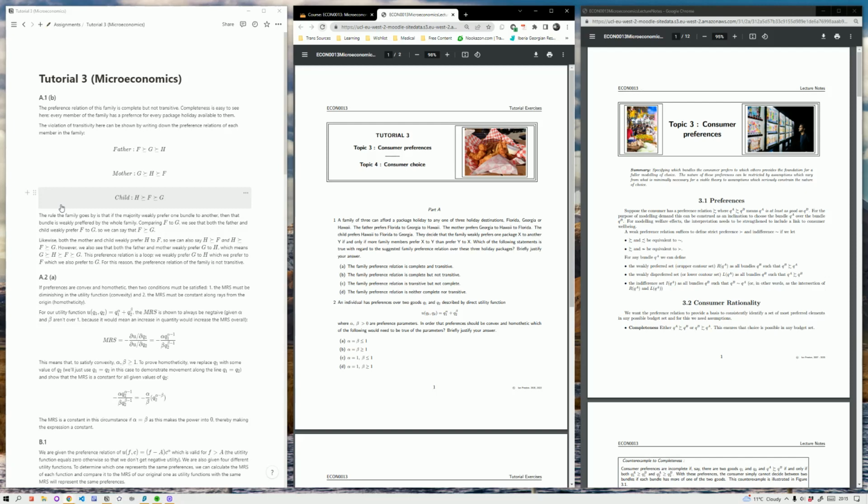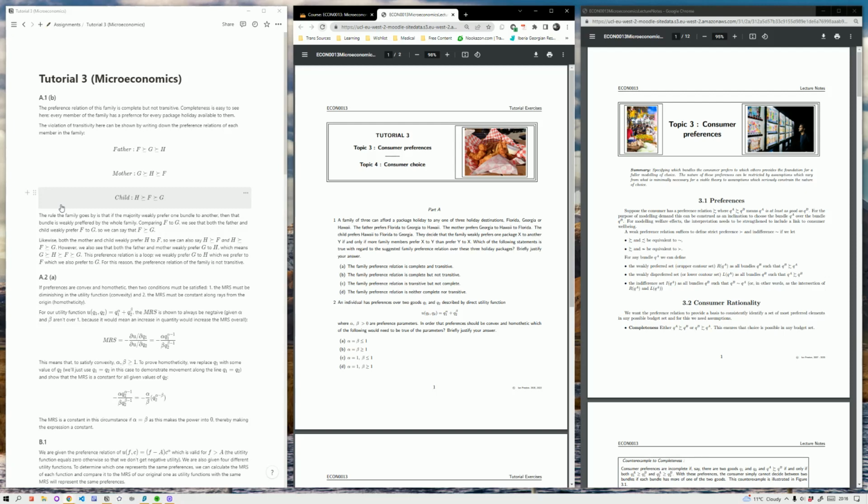So, for question 1 in part A, we have a family of 3 who can afford a package holiday to any of these 3 holiday locations, either Florida, Georgia, or Hawaii. A bit American-centric, but alright, fine. The father prefers Florida to Georgia to Hawaii, the mother prefers Georgia to Hawaii to Florida, and the child prefers Hawaii to Florida to Georgia. They decide that the family weakly prefers one package X to another, Y, if and only if more family members prefer X to Y than prefer Y to X. Okay, so here's the deal.